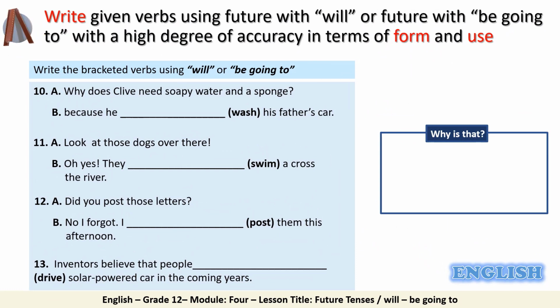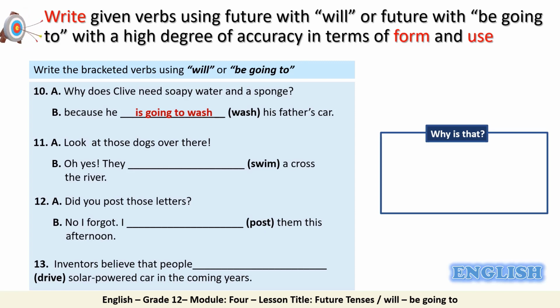Now the last part of the same activity. So please pause this video here and complete these 4 sentences using the future with will or the future with be going to. Excellent. Let's correct. We start with sentence 10. What is the correct future form? Excellent. The future with be going to. So we should write is going to wash.